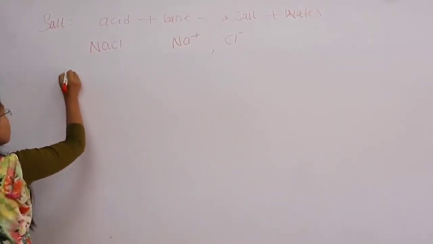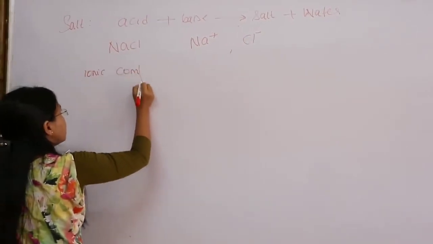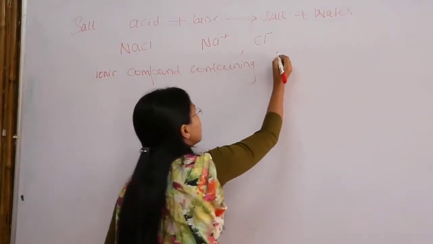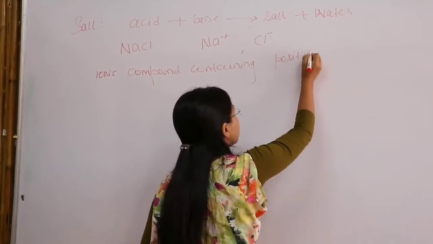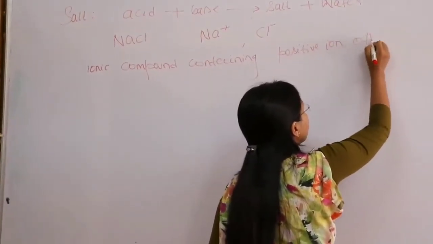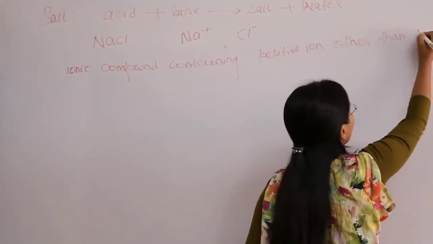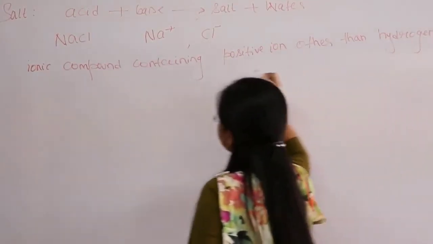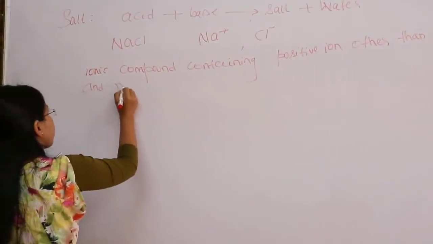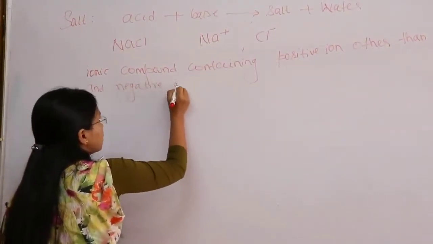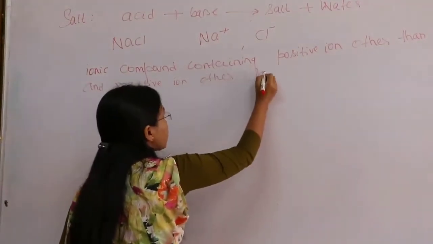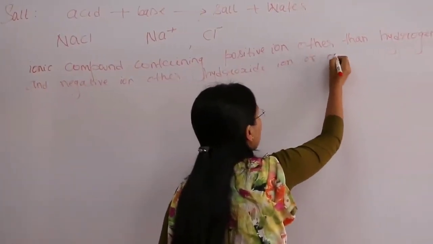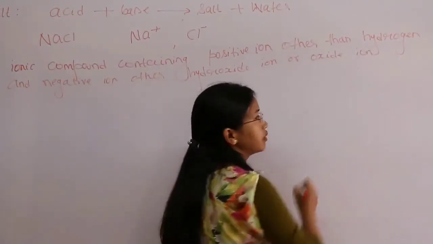Salts are those ionic compounds containing positive ion other than hydrogen ion and negative ion other than hydroxide ion or oxide ion. Right?